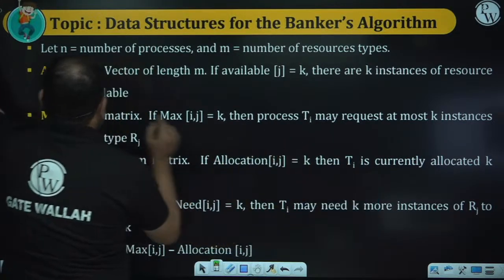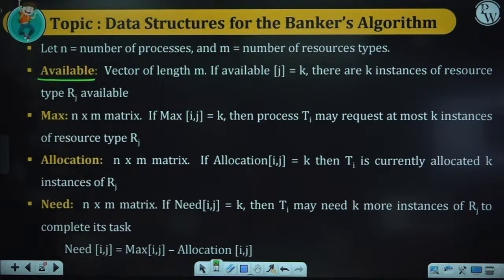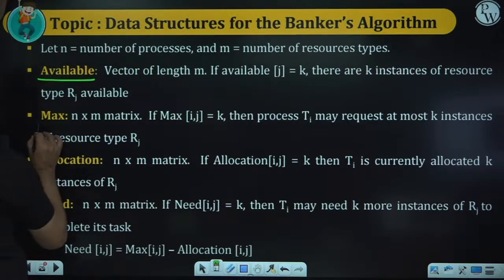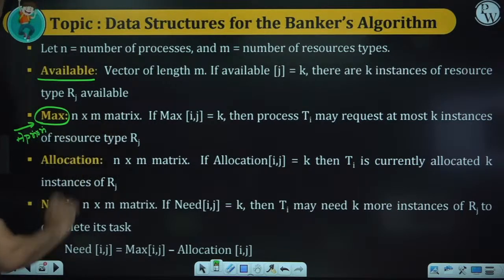How many copies of resources are available? It's a vector, an array of size m indicating how many instances of each resource R are available. Max is a priori information, बच्चों. मतलब you are forcing every process to tell what is your maximum demand.